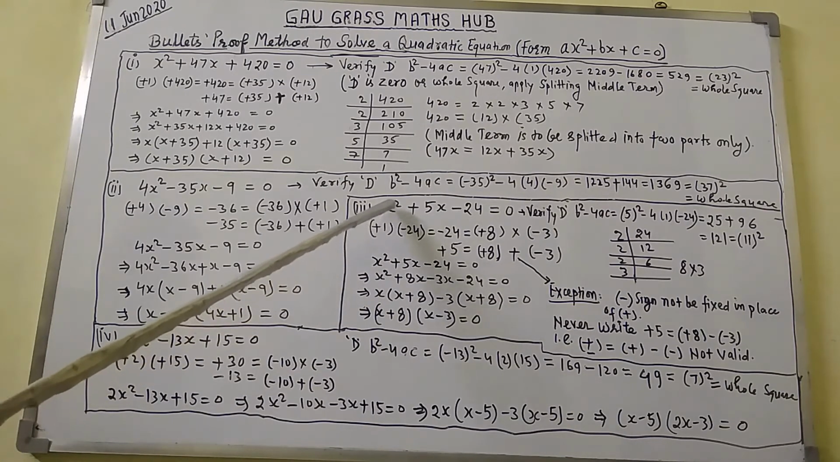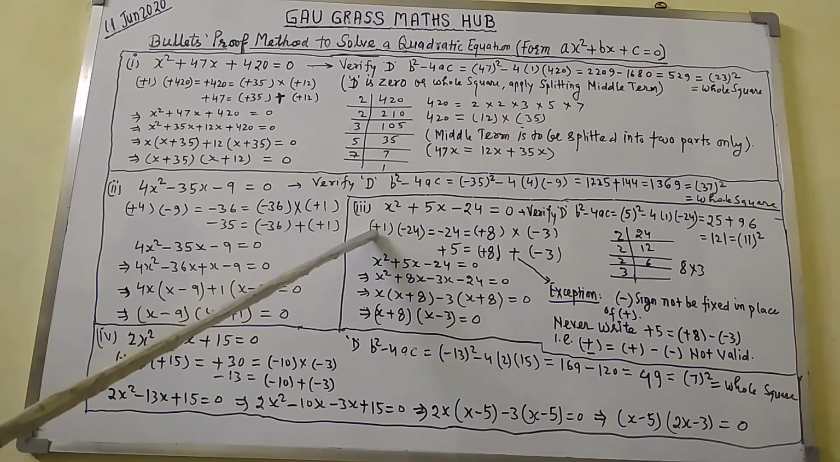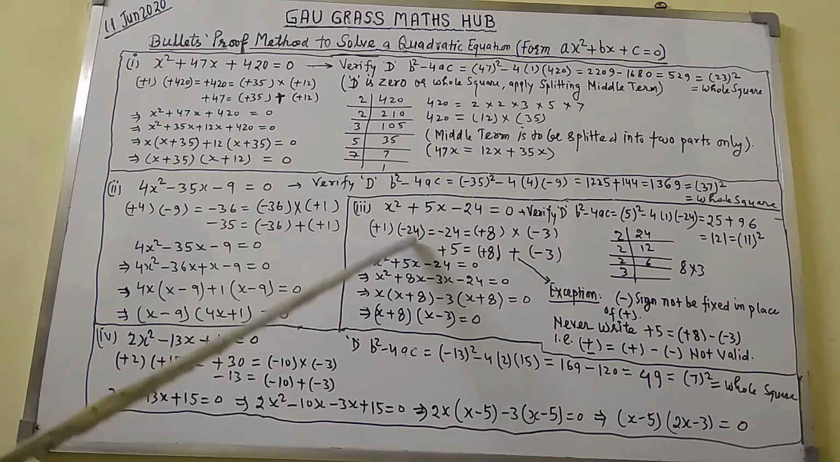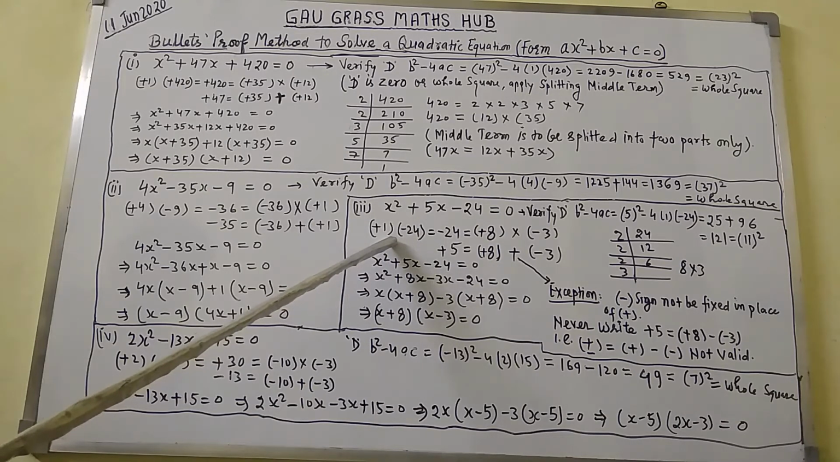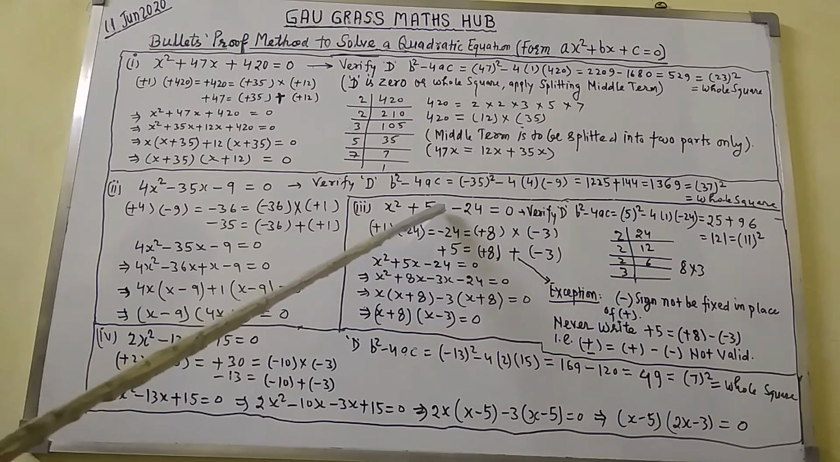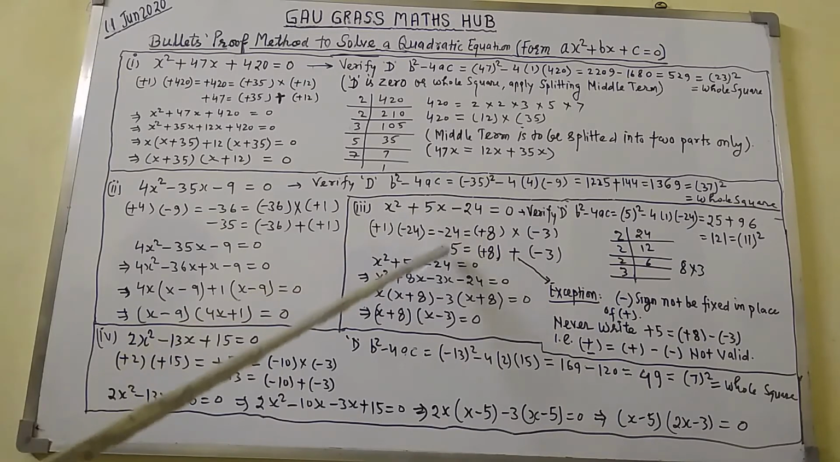Now you can see here the coefficient of x square is plus 1, right here plus 1. Here the constant value is minus 24, here write minus 24. Plus 1 and minus 24 will get multiplied together. Result will be minus 24, equal to, here the coefficient of x is plus 5, right here plus 5.